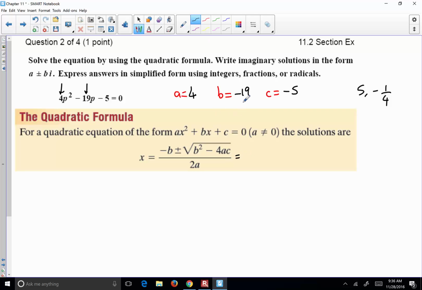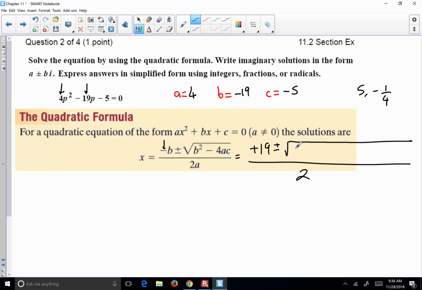Minus B, so it's minus 19. B is 19, so I see minus 19. Agree? Yeah, it's the negative of negative 19, which means flip the sign of negative 19, positive 19 this time. Still plus or minus, then a long square root. I will fill in this next.